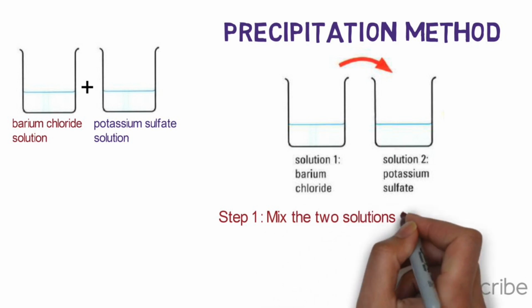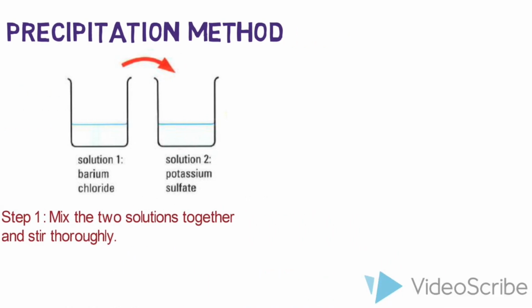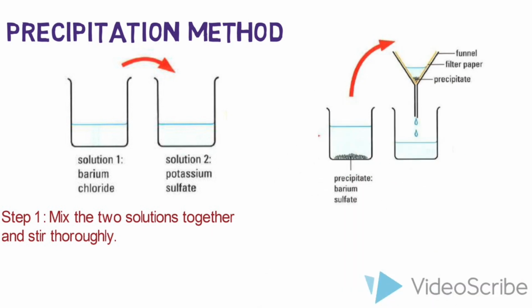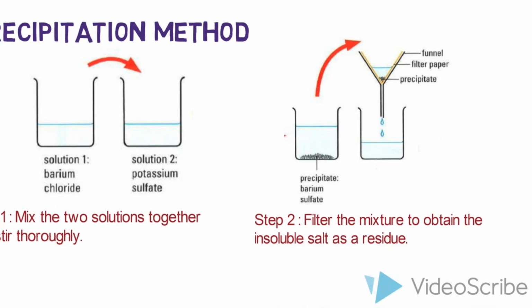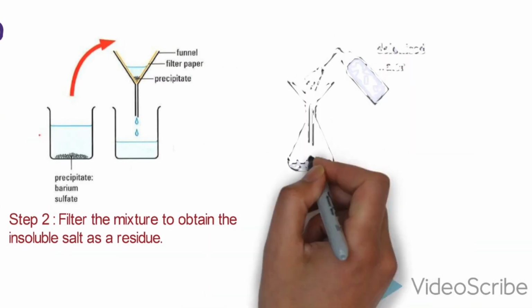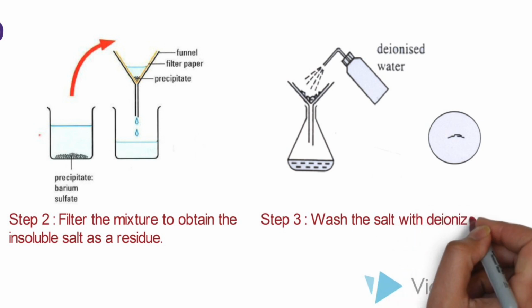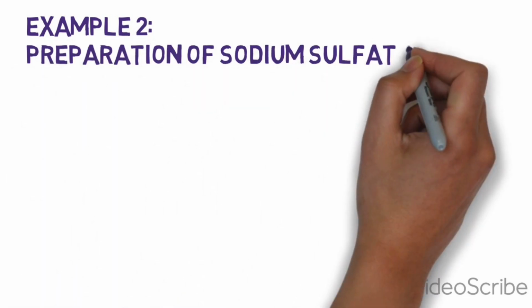The precipitation method involves three steps. Firstly, we have to mix the two solutions together and stir thoroughly. Then you will notice that the insoluble solid will start to form, and we have to filter it as the residue. Last but not least, wash the insoluble salt with deionized water to remove impurities and pat them dry using pieces of filter paper.